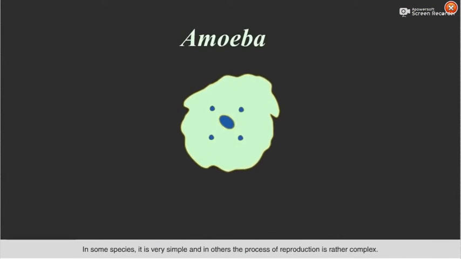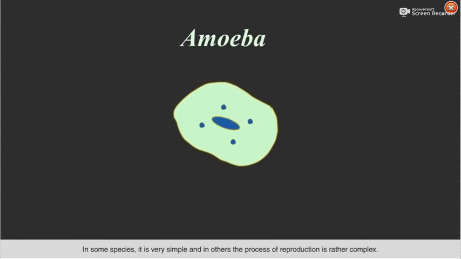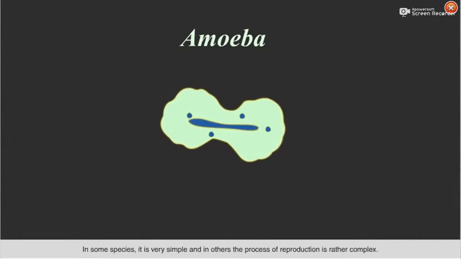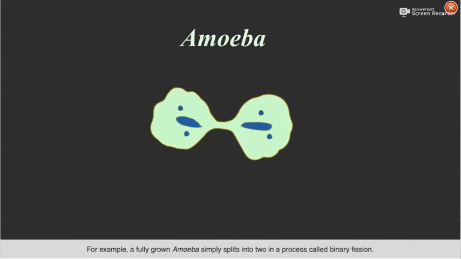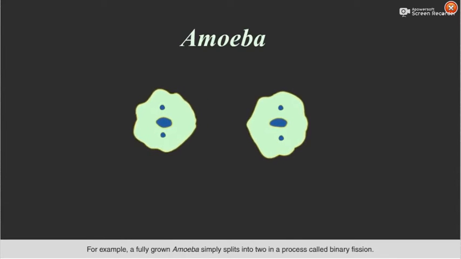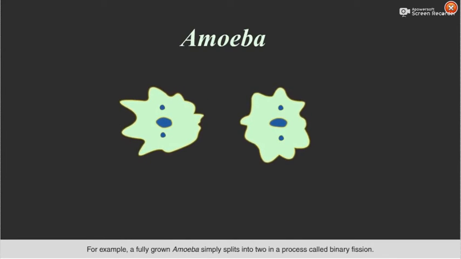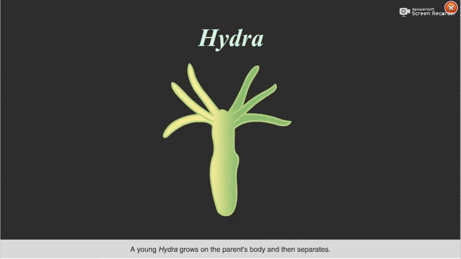In some species, it is very simple, and in others, the process of reproduction is rather complex. For example, a fully grown amoeba simply splits into two in a process called binary fission. A young hydra grows on the parent's body and then separates. This process is known as budding. In these types of reproduction, only one parent is required.